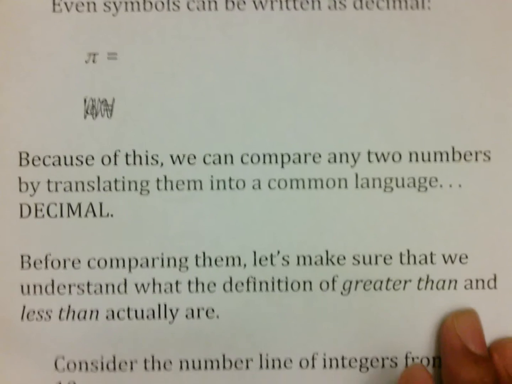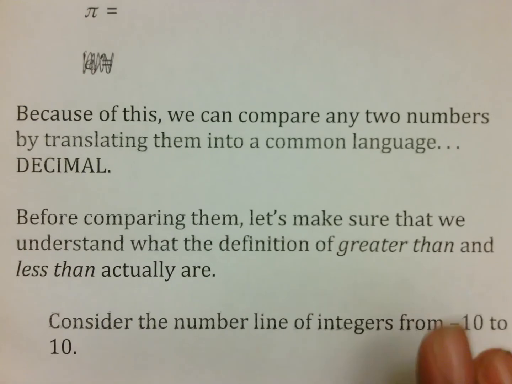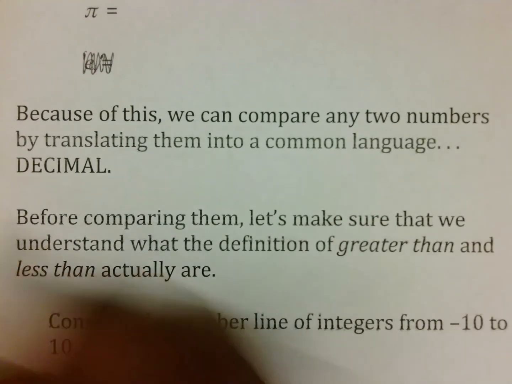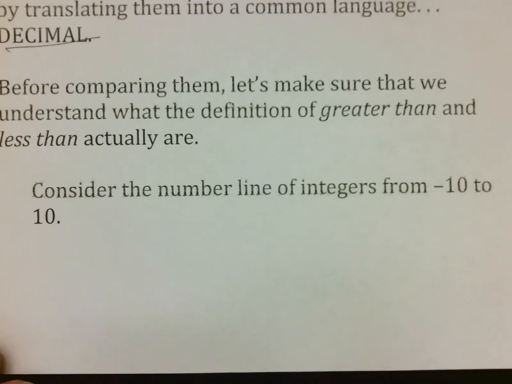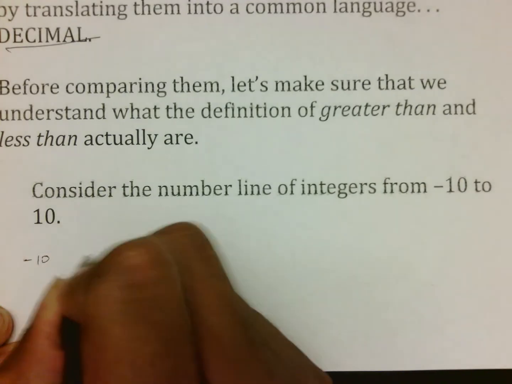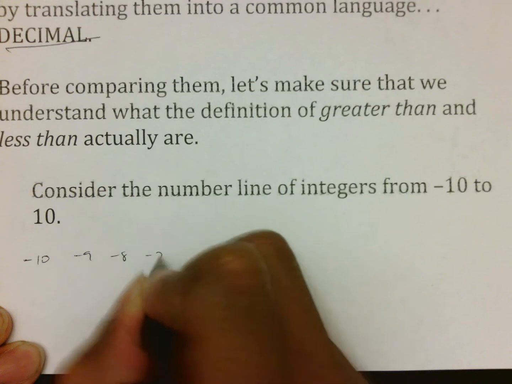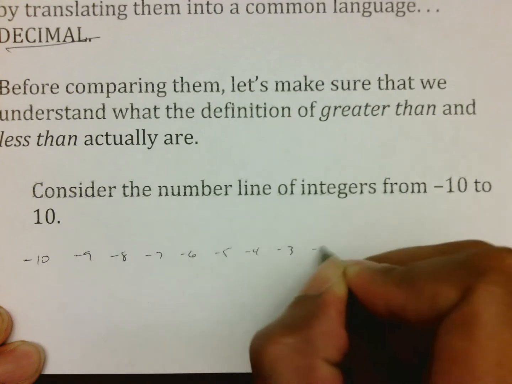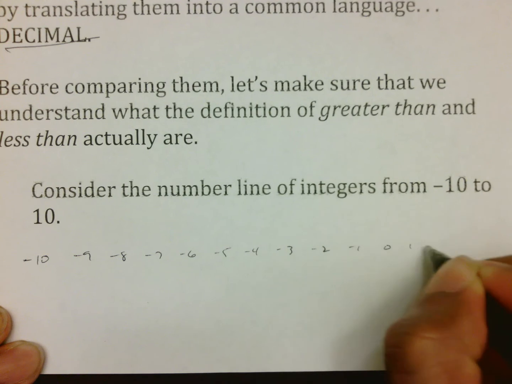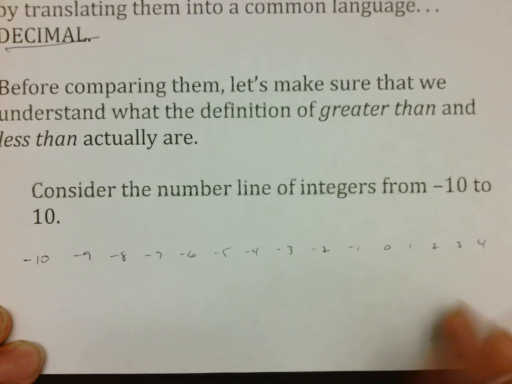Because of this, we can compare any two numbers by simply translating them into their common language, which again is decimal. Before comparing them, let's make sure we understand the definition of greater than and less than in terms of numbers. Think about a number line from negative 10 to positive 10. So we've got negative 10, negative 9, negative 8, negative 7, 6, 5, 4, 3, 2, 1, 0, and then it starts going up this way.